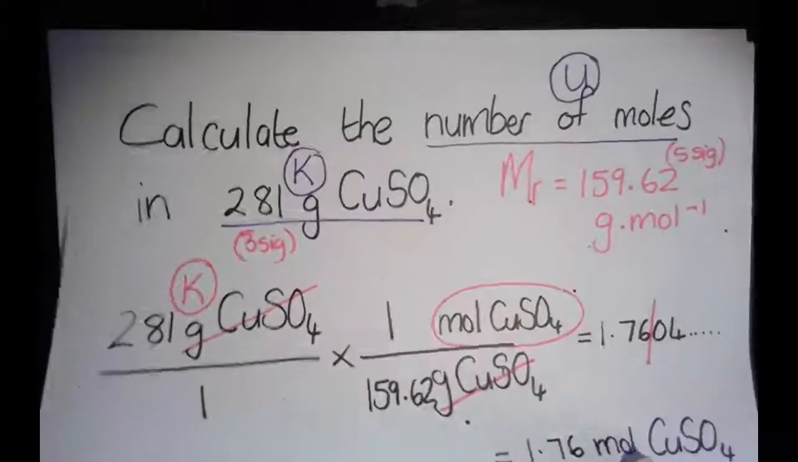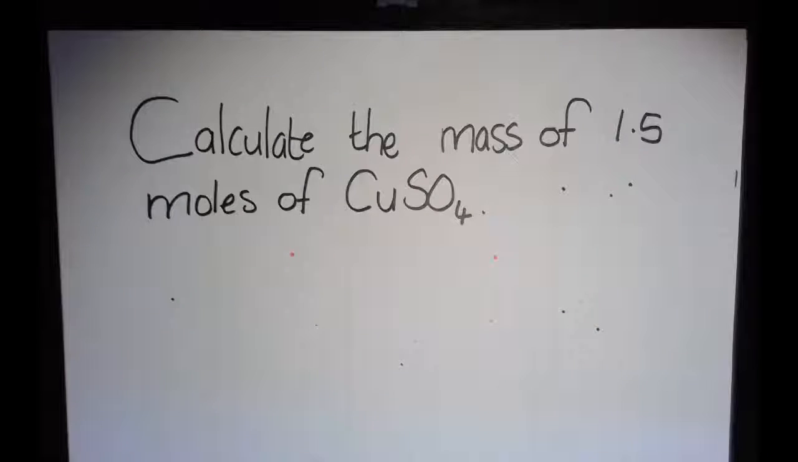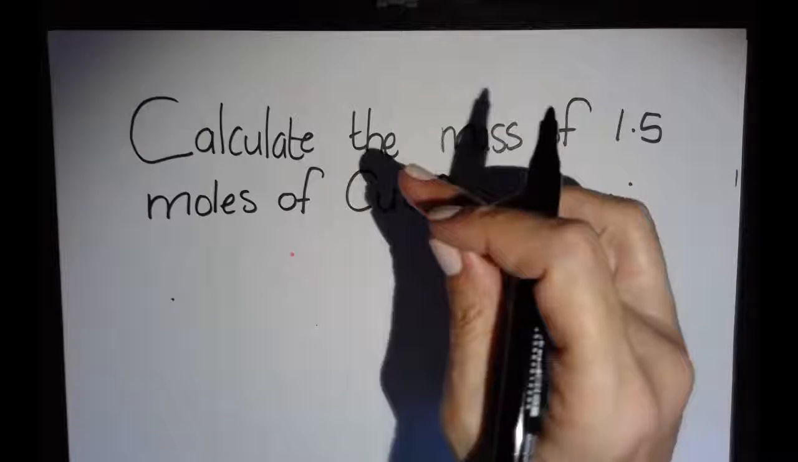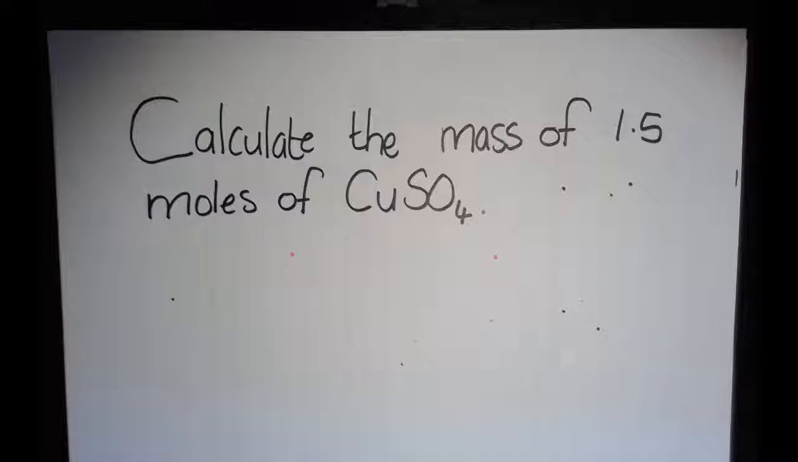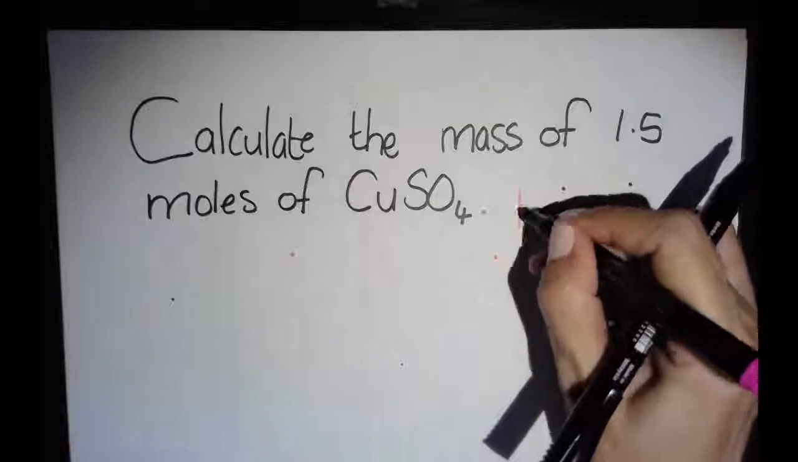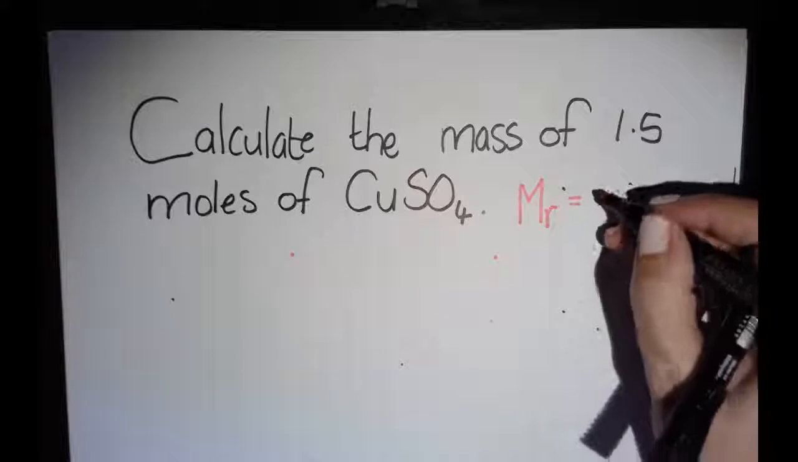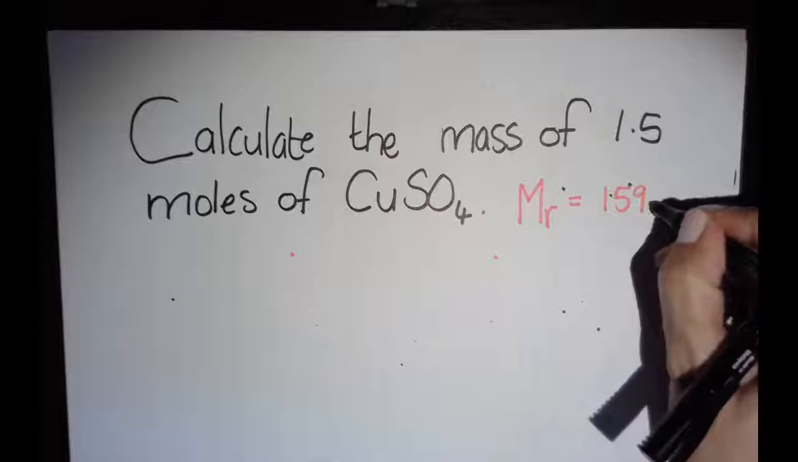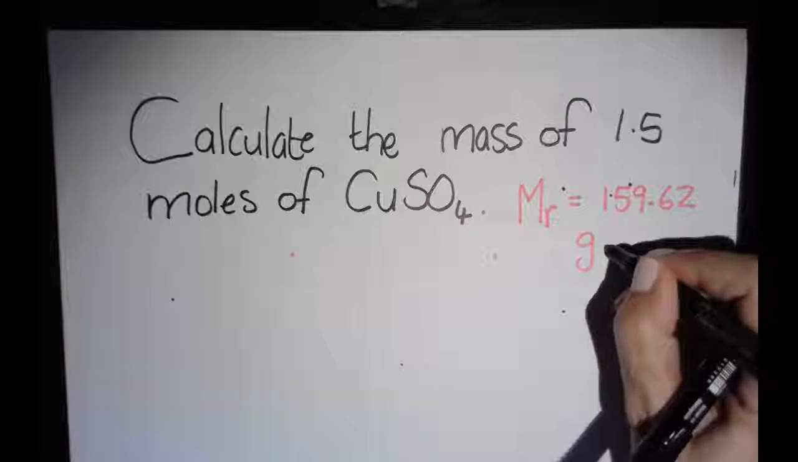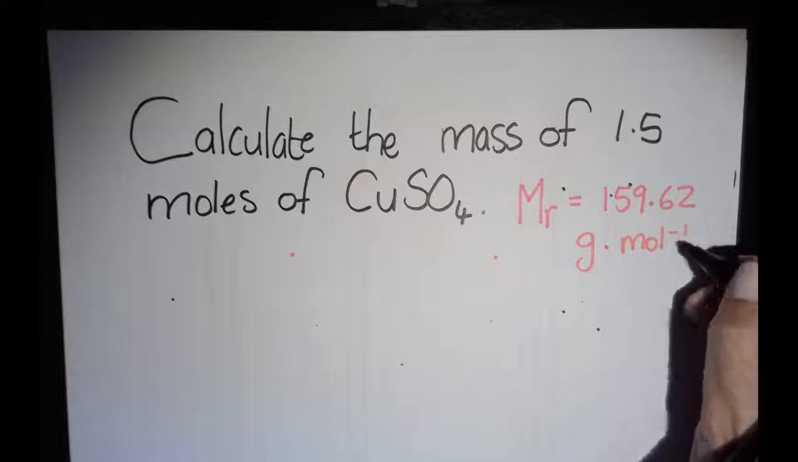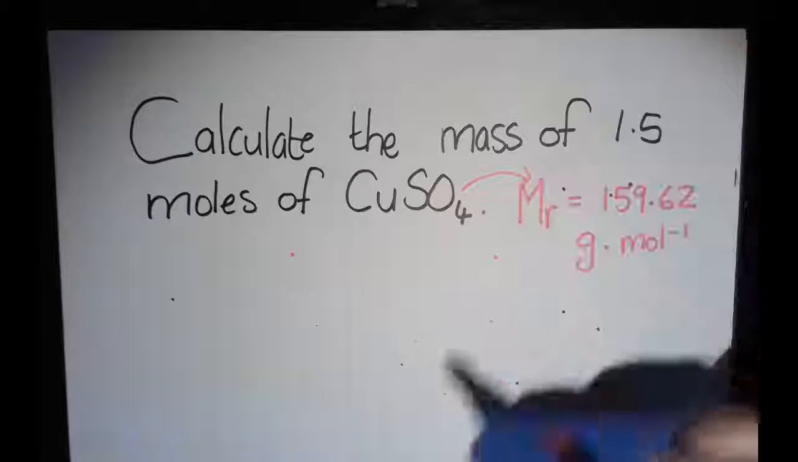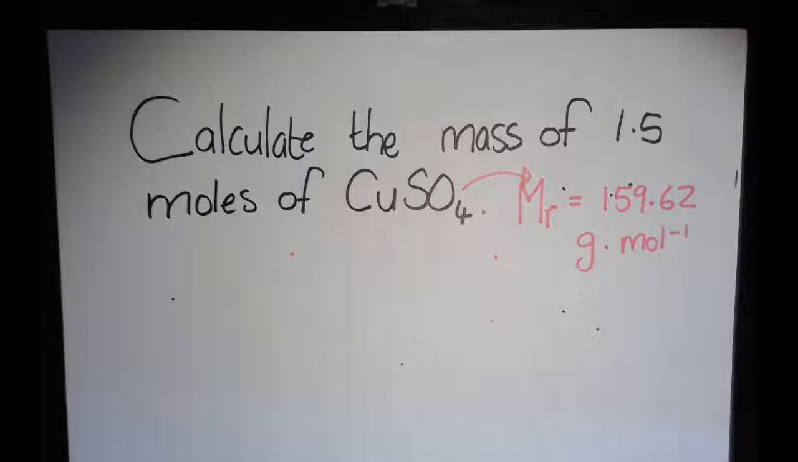Now the next type of calculation is calculating the mass if you are given the number of moles. Again, same as before, we have mass. When mass is involved, I need to know my molar mass for copper sulfate. I've calculated it, so we'll use that answer, but if you don't have it, you have to calculate it first, and we saw that it's 159.62 grams per mole of copper sulfate. So that's the molar mass of my copper sulfate. I have to calculate that first.